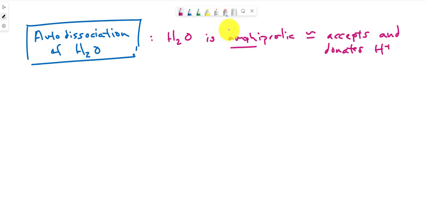And if that's the case for water, that it can act both as an acid and a base, then the logical deduction would be that it can react with itself, and it can, and that process is called the autodissociation of water. Auto meaning automatic. So it just happens. So when water is with itself, if it can behave both as acid and base, then it's automatically going to react with itself both as an acid and a base.